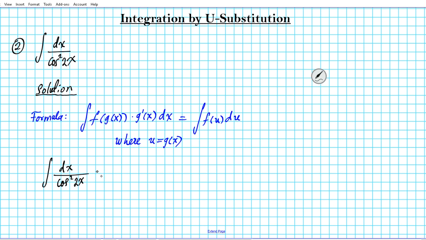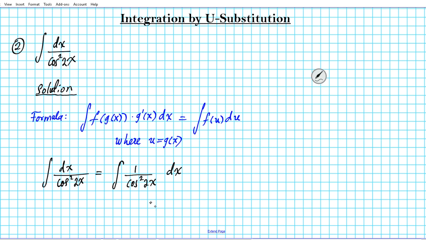So let's go ahead and separate it. We want to write down the composite function, which is clearly 1 over cosine squared 2x, times the other function, which is just dx. Okay? Now, can you see what the inner function is here?